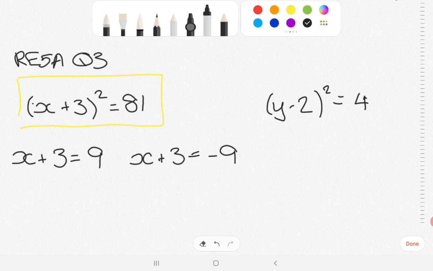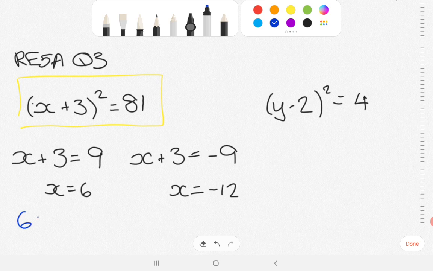So what we've got then is that x plus 3 could be 9, or x plus 3 could be minus 9, and from there, these are two equations that you've been able to solve for years. If you take away the 3 from both sides, we would have x equals 6, or we would have x equals minus 12. Now remember, you can always substitute back in to check.